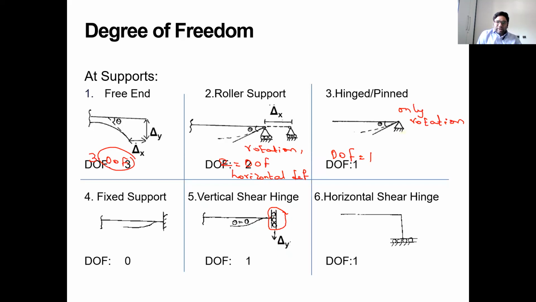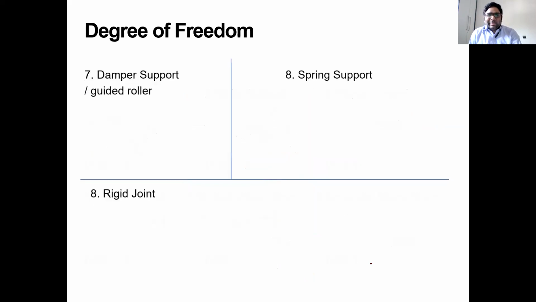So because it is restricted, it will act like a kind of support with theta equal to 0. This is a very clear understanding you need to have. There won't be any rotation, right? It can deflect downward. You can see the roller will deflect downward, and here this roller will deflect horizontally. So for the horizontal shear hinge, the degrees of freedom is 1.